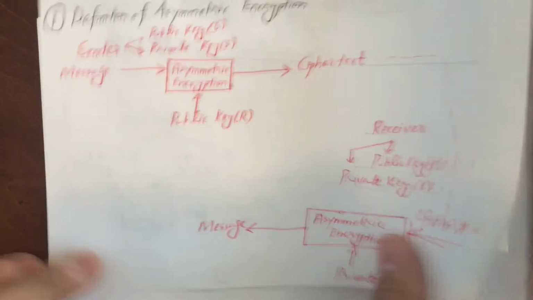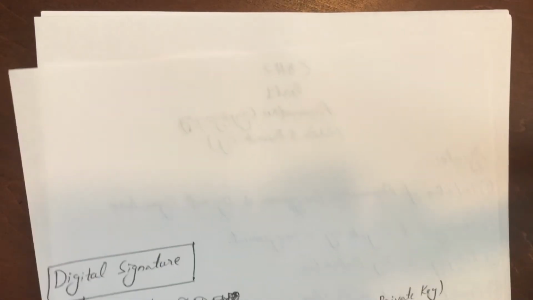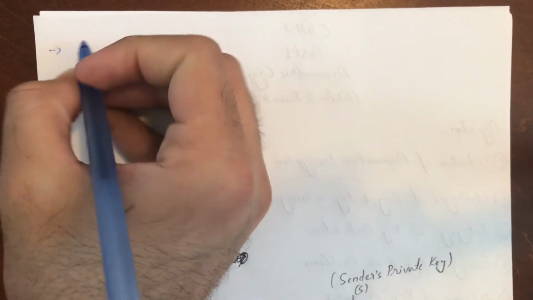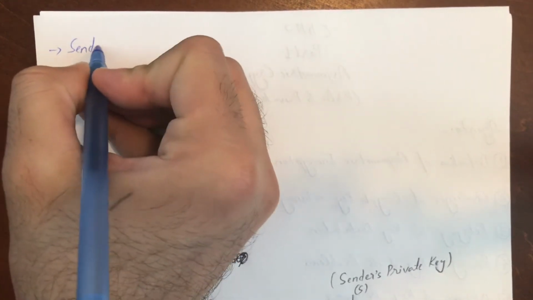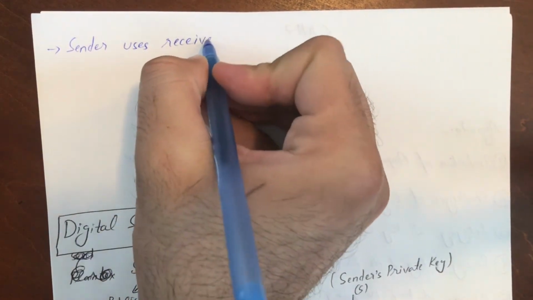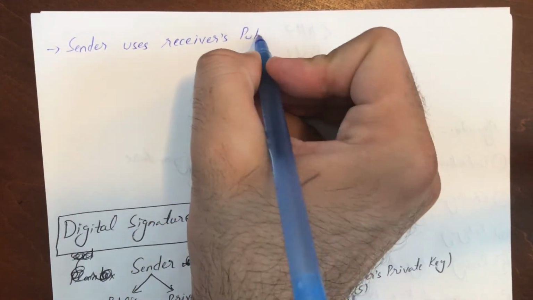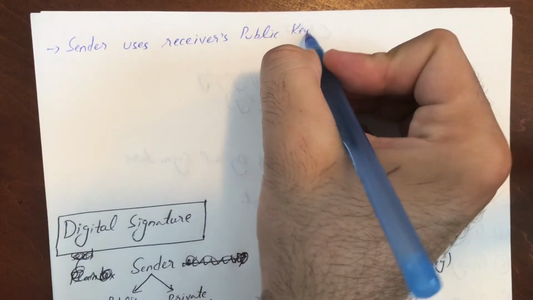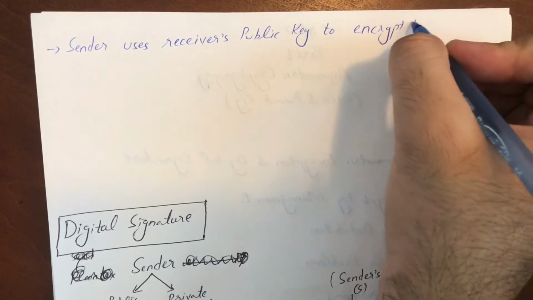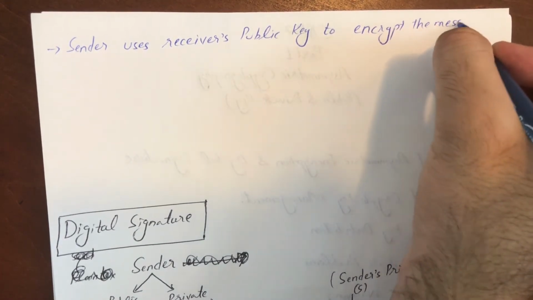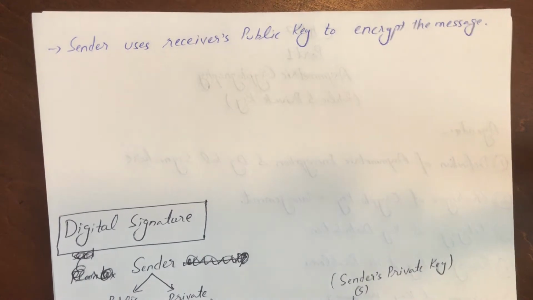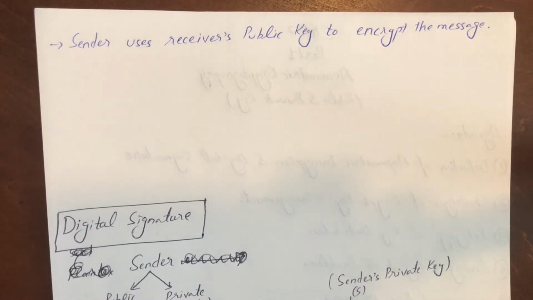A few things to remember about asymmetric encryption. Number 1, the sender uses the receiver's public key to encrypt the message. Please remember, in asymmetric encryption, to create ciphertext, the sender will use the receiver's public key.